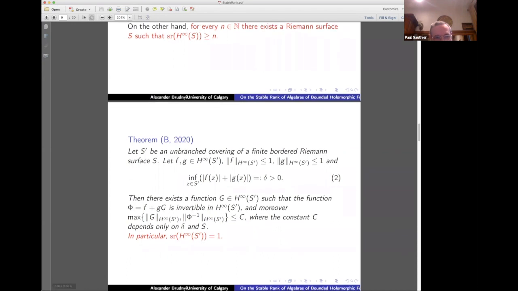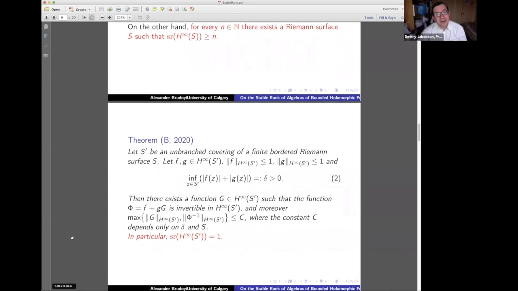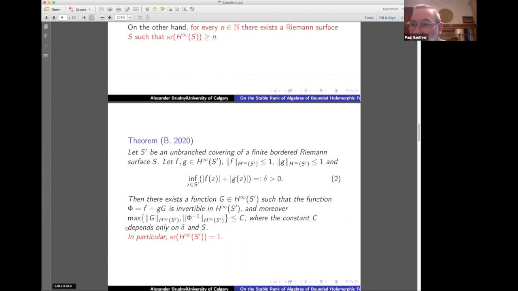Good talk. Are there any questions? Yes, Alex. This is Paul Gauthier. The notion of stable rank is completely new to me. Is the stable rank always finite?